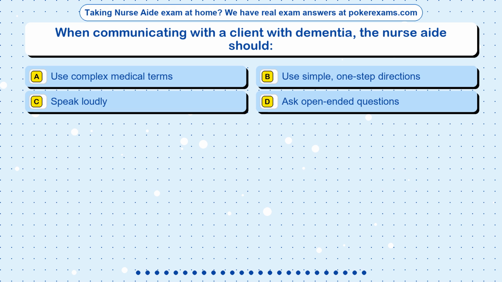Question 1. When communicating with a client with dementia, the nurse aide should: Option A. Use complex medical terms. Option B. Use simple, one-step directions. Option C. Speak loudly. Option D. Ask open-ended questions.